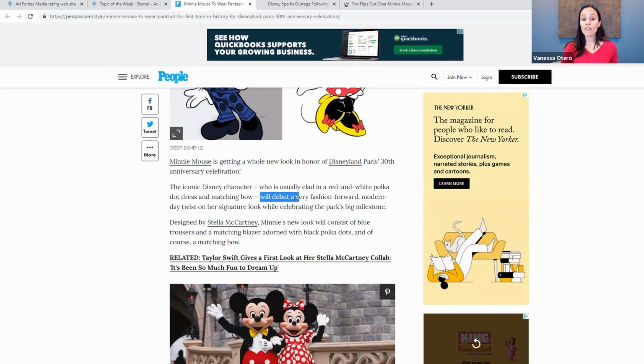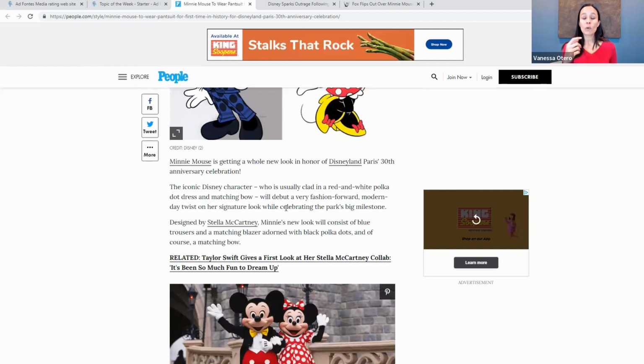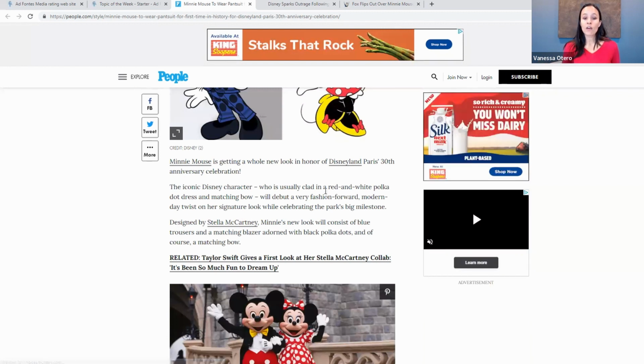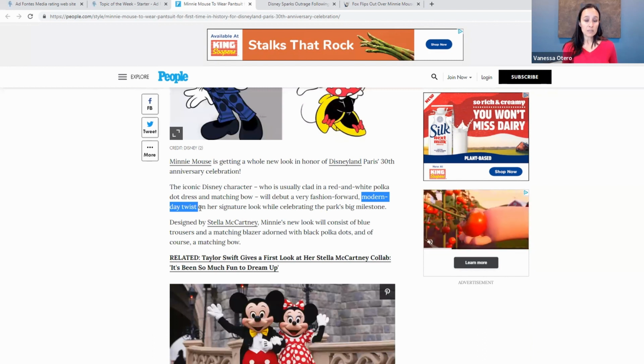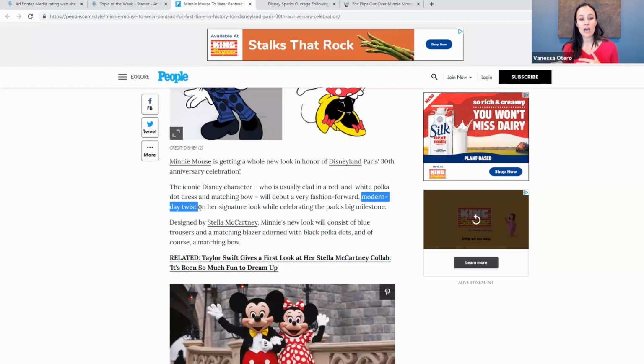Will debut a very fashion forward modern day twist. Okay, so now we've got a little bit of characterization of the nature of this outfit. Fashion forward is positive. Modern day twist is positive. Not overly positive, but so far the tone of this article is that this is a good thing. She's getting a new outfit, right? This is modern, this is fashion forward.